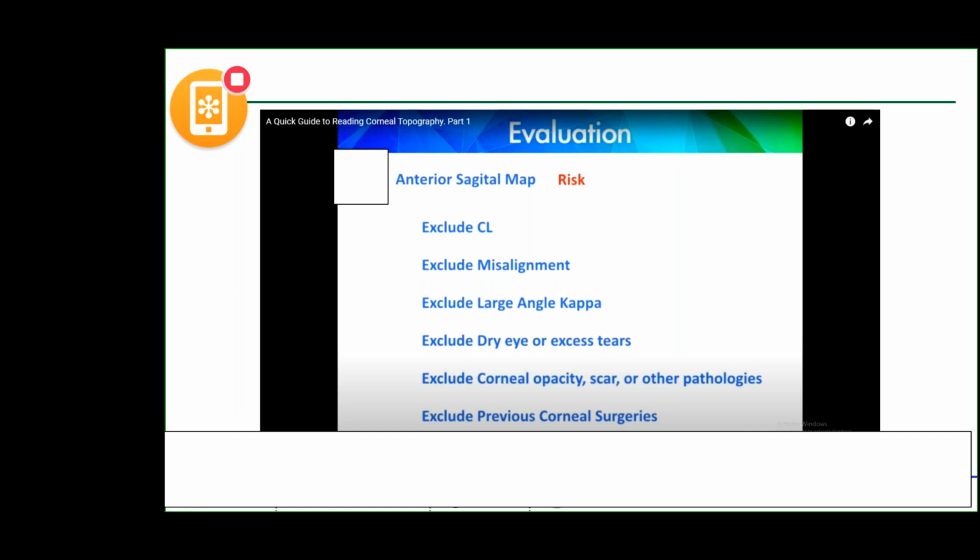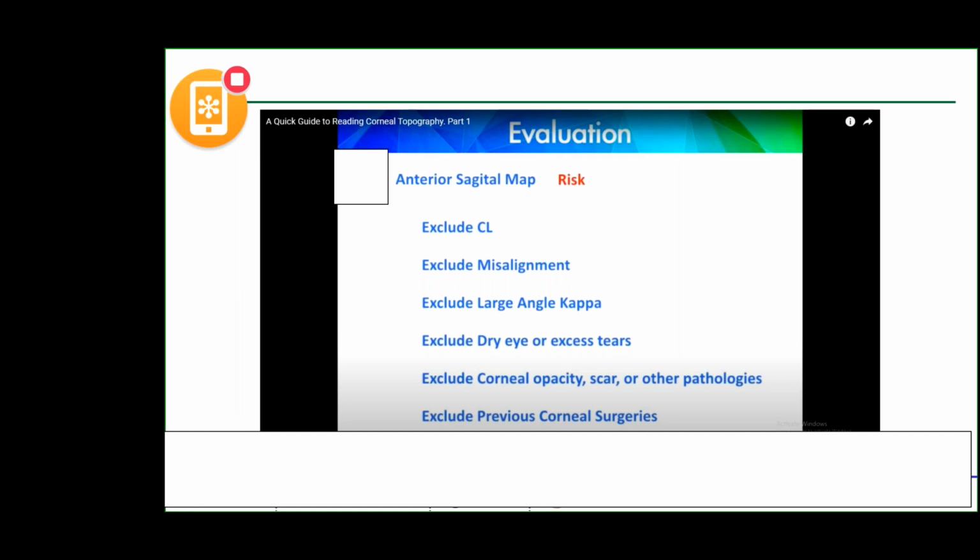And you got to also exclude misalignment. Sometimes when you're doing your scan, you're taking the scan of your left eye on a right eye dominant eye. Sometimes the right eye is looking somewhere else, and then you get a very misaligned topograph, which can give us a false positive or a false negative effect. You also got to rule out large angle kappas. So angle kappa is the axis from the center of the pupil to the visual axis. That's the angle kappa.